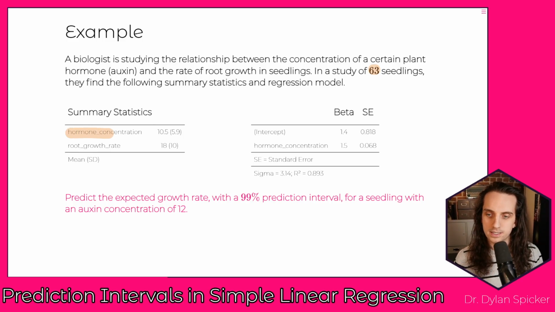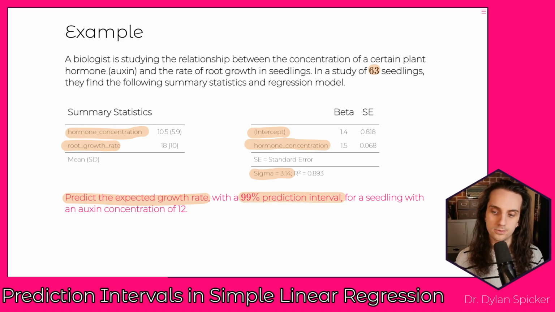Right? And so we're given the mean and standard deviation for both our explanatory factor and our outcome here. We're given our results for our estimated intercept and our estimated slope. We're told that sigma is 3.14, so that's the square root of MSE. We're also given an R-squared value. So we want to predict the expected growth rate with a 99% prediction interval for a seedling with an oxygen concentration of 12.